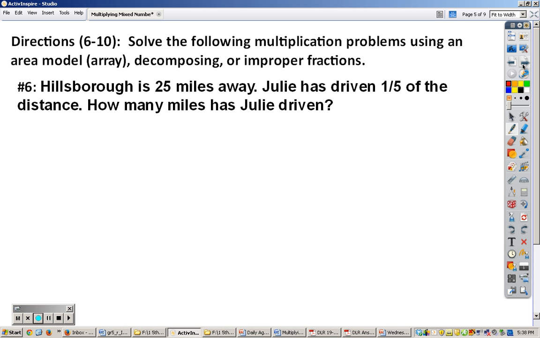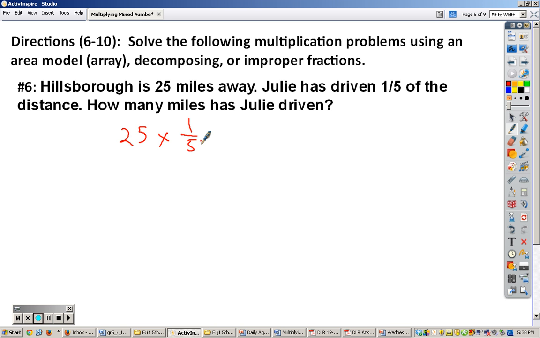So for number 6, I'm just going to use improper fractions. Easy problem to do. I have to multiply 25 times 1/5. Hillsborough is 25 miles away. Julie has driven 1/5 of the distance. How many miles? 25 times 1/5.